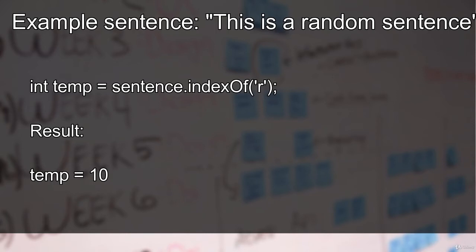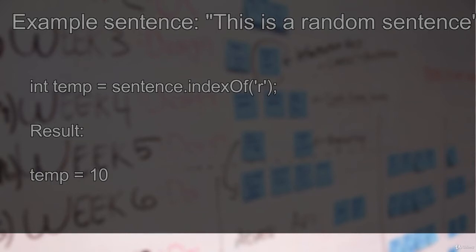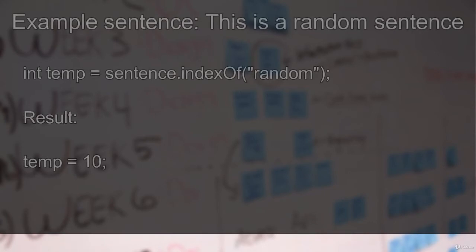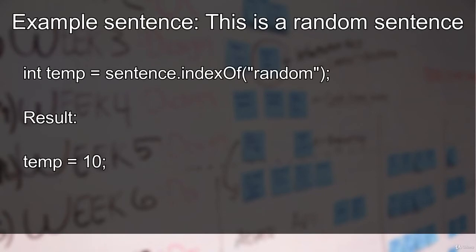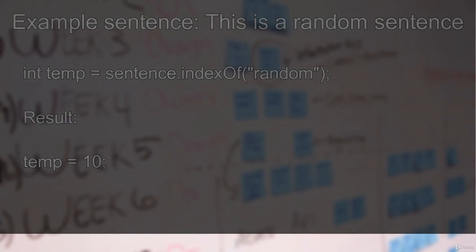This method isn't set only to chars, it also works with string variables. So if you're looking for a specific line of characters in a string, it will work just as well as if it was a single char variable. The code will be written as follows. Int temp equals sentence.indexOf, and then double quotation marks inside the brackets because it is a string, and then a full word such as random. So if we take the sentence "this is a random sentence," it will locate the first instance of random, and then it will return the int that positions it in that string.